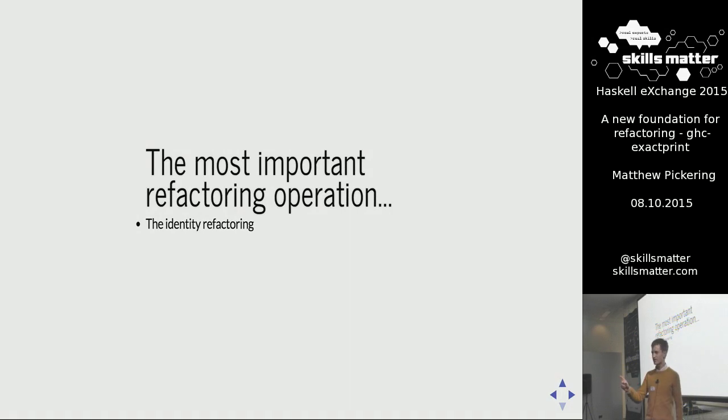So we wanted to choose a representation which was good for refactoring operations, but the most important refactoring operation, as far as I'm concerned, is the identity refactoring, right? So the identity refactoring is doing nothing at all. And as you can guess by the name ghc-exactprint, we spent a lot of time just applying the identity refactoring to files over and over again to make sure that if we didn't change anything, then the source files didn't change. Because that's quite an important thing. If you change something at the top of the file, you don't want the bottom of the file to change unexpectedly. So we spent a lot of time doing that.